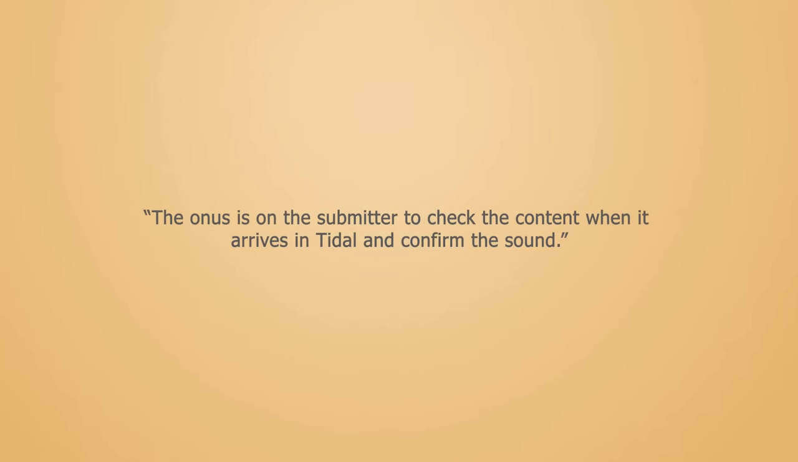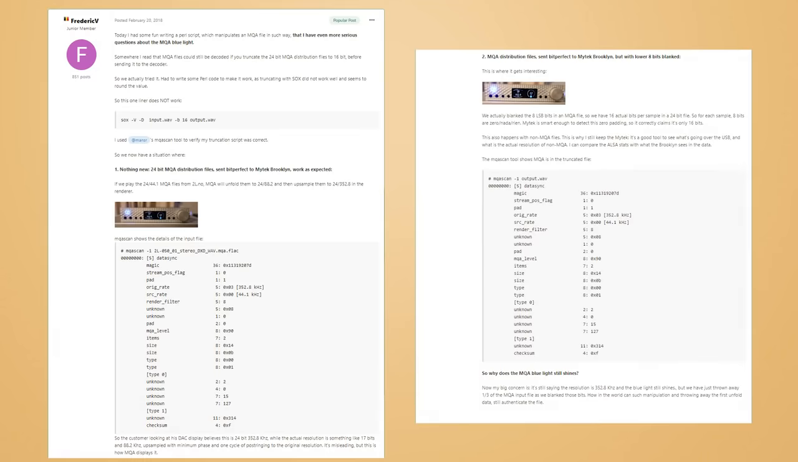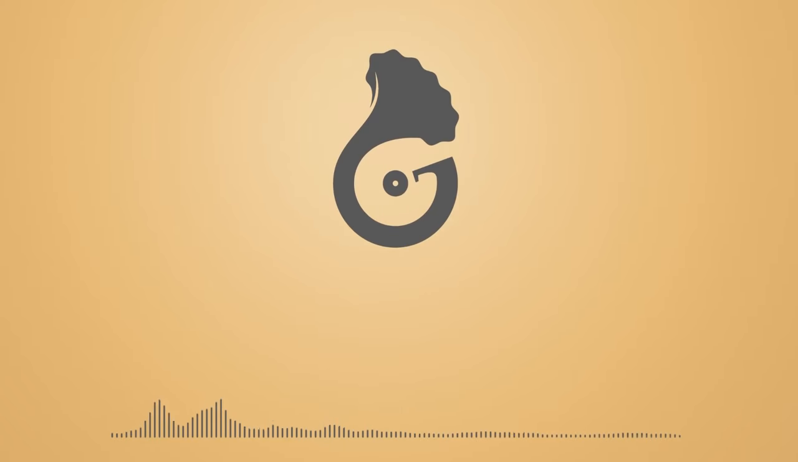In regards to my mention of the blue MQA authentication indicator, they said, "the onus is on the submitter to check the content when it arrives on Tidal and confirm the sound." Again, this was never mentioned during the publishing process, it is not mentioned in your marketing material, and it also doesn't address the fact that you can make an MQA file, throw away a third of it, and still have that light show up. Plus, even the 44.1 kHz file that I submitted both sounds different and is objectively different to the master that I published. And again, this is the same for any other track where a high sample rate version and MQA version are available. They're not the same.